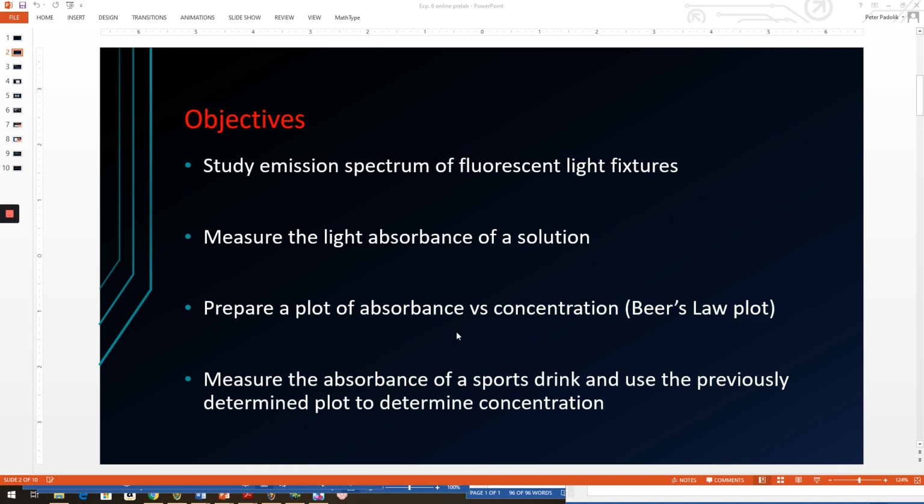This is known as a Beer's law plot, for reasons that will be made obvious later, but is also referred to generally as a calibration curve. Finally, we will utilize the Beer's law plot to determine the amount of red food dye in a sports drink. This represents one of the most useful applications of absorbance spectroscopy, determining the concentration of an absorbing species in an unknown solution.